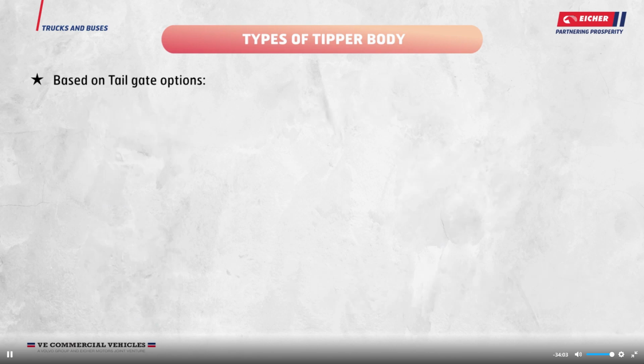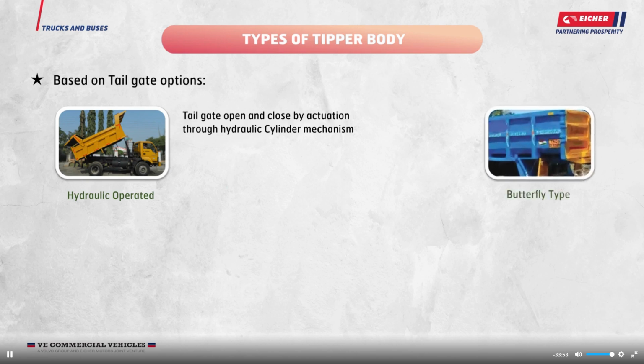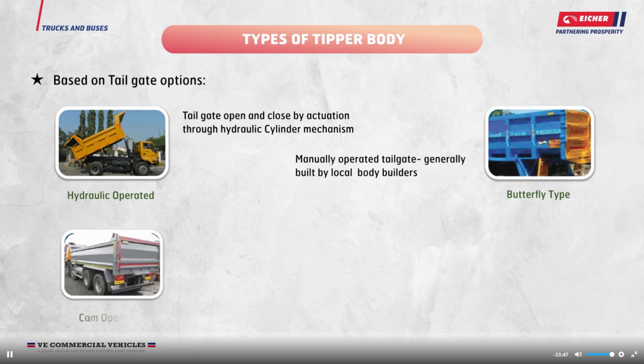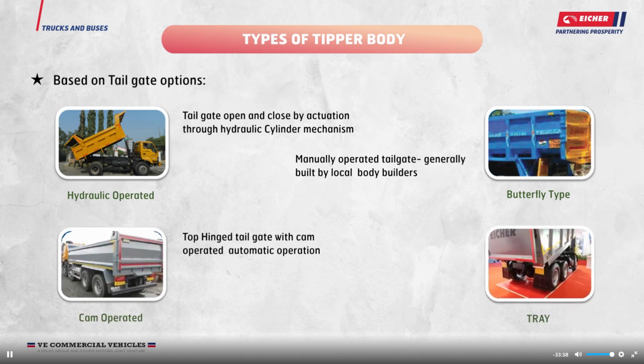Different types of tipper body based on tailgate options are: hydraulic operated, tailgate open and close by actuation through hydraulic cylinder mechanism; butterfly type, manually operated tailgate, generally built by local body builders; cam operated, top hinged tailgate with cam operated automatic operation. Tray: tray feature is given in some of the load bodies to keep the material away from the rear axle.